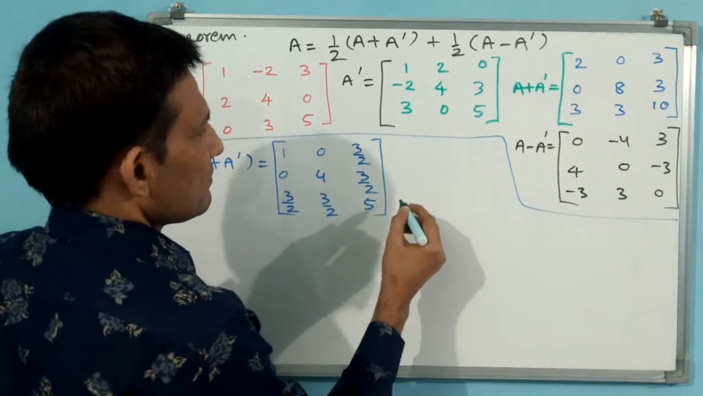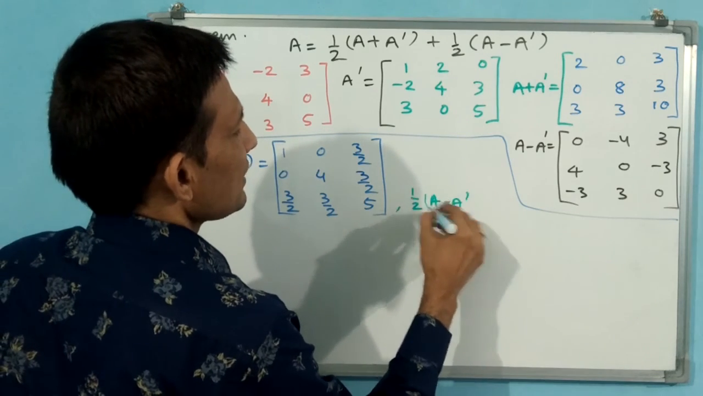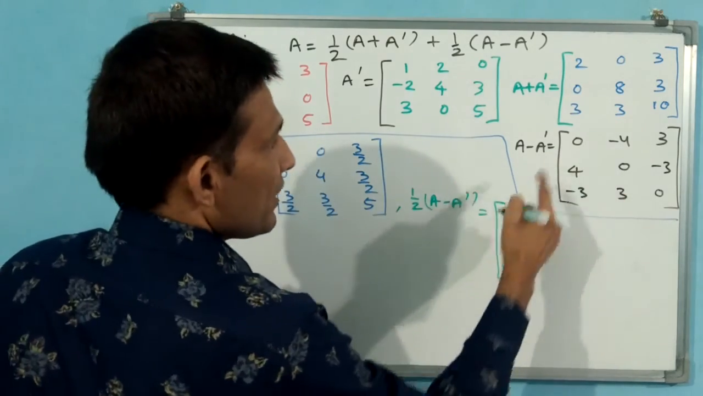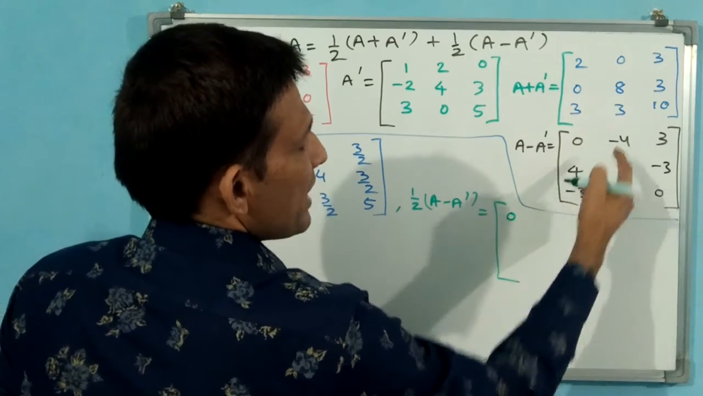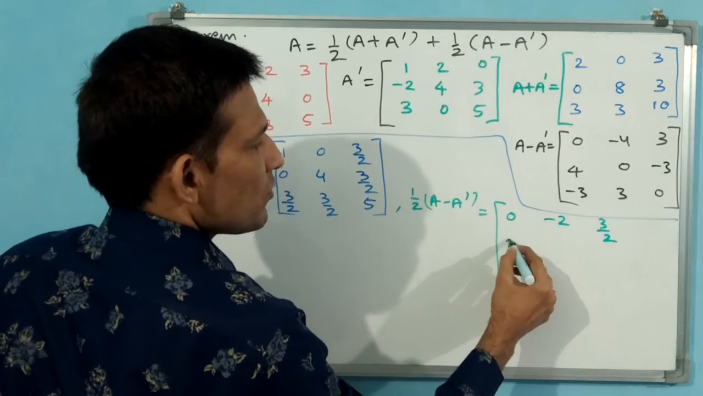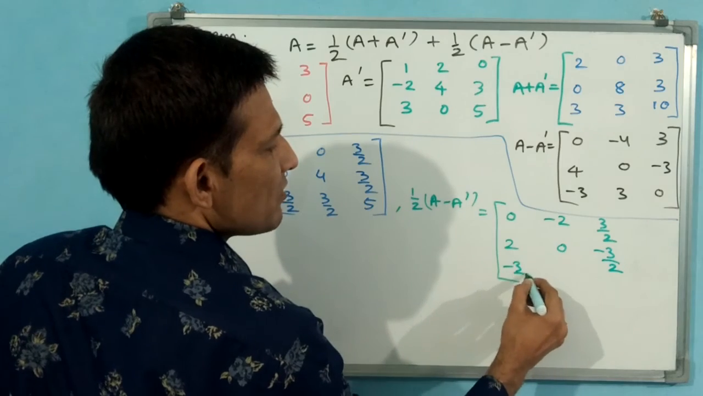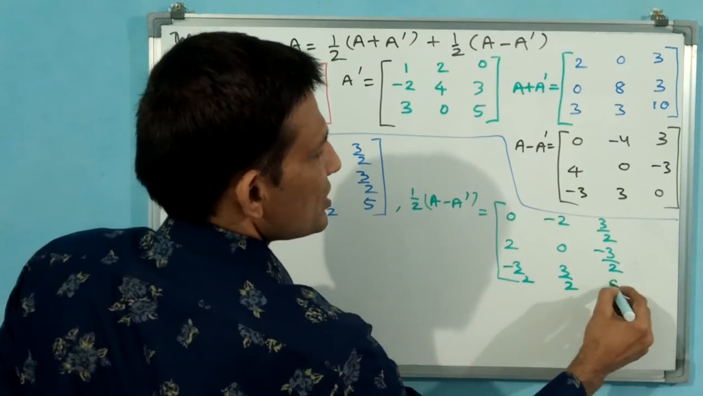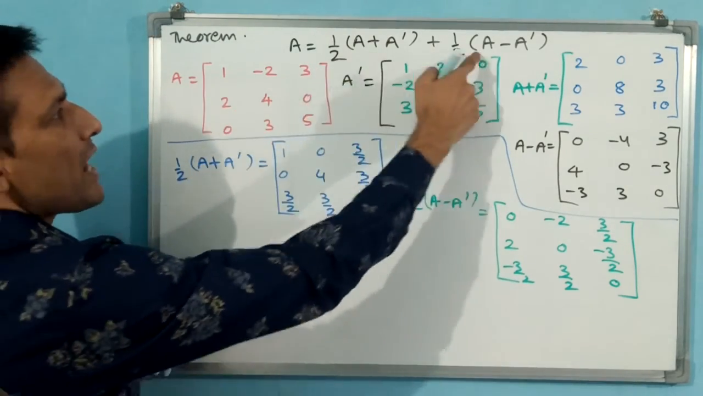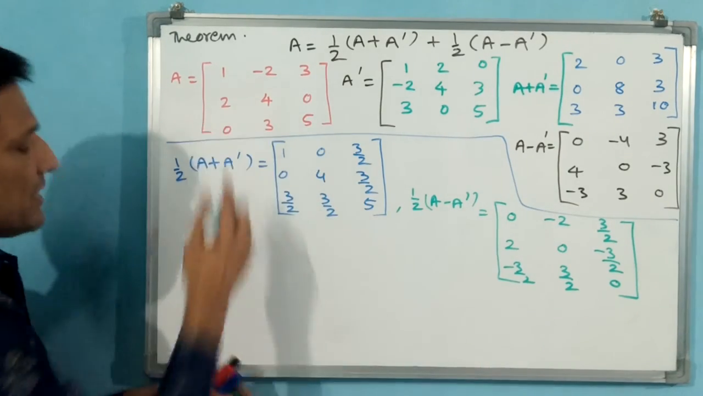Now I am making 1 by 2 A minus A transpose also here. You see, this is 1 by 2 A minus A transpose. 0 divided by 2 0, minus 4 divided by 2 minus 2, 3 divided by 2, 4 by 2 2, 0 by 2 0, minus 3 by 2, minus 3 by 2, 3 by 2 0. This is 1 by 2 of A minus A transpose. Now you have to add these two, then A has to come. I am adding these two, I am writing here. Let us see whether A comes or not.